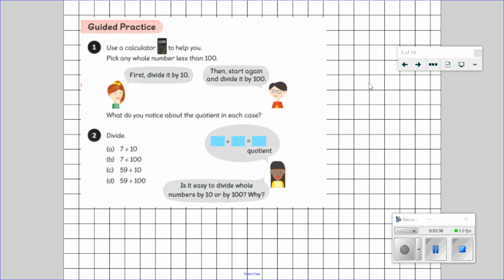So here is our guided practice. You're going to need a calculator to help you. If you don't have a calculator at home, perhaps you could ask if mum or dad have a calculator on their phone to help you. So what you have to do is pick any whole number that is less than 100. First, you divide it by 10. Then you start again and divide it by 100. And it asks, what do you notice about the quotient in each case? The quotient just means the answer when something has been divided. I'm going to try and show you now what this looks like.